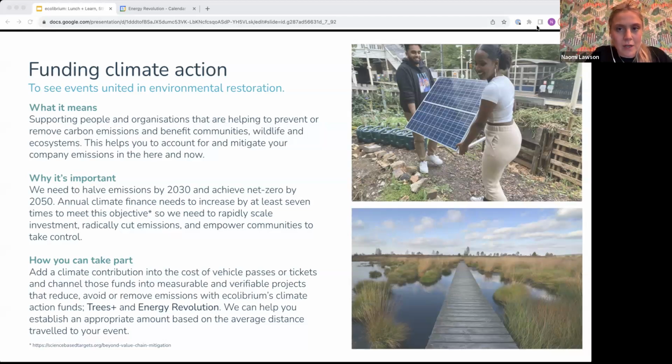Why is that important? Well, as I said earlier, we need to halve emissions by 2030 and achieve net zero by 2050. And annual climate finance needs to increase by at least 7 times to meet that objective. So we need to rapidly scale investment, radically cut emissions, and empower communities to take control. And in terms of how you can take part in that, for events, it's really simple. You just add a climate contribution into the cost of your vehicle passes or tickets, if you can, and then we channel those funds into measurable and verifiable projects that reduce, avoid, or remove emissions with our climate action funds, Trees Plus and Energy Revolution.